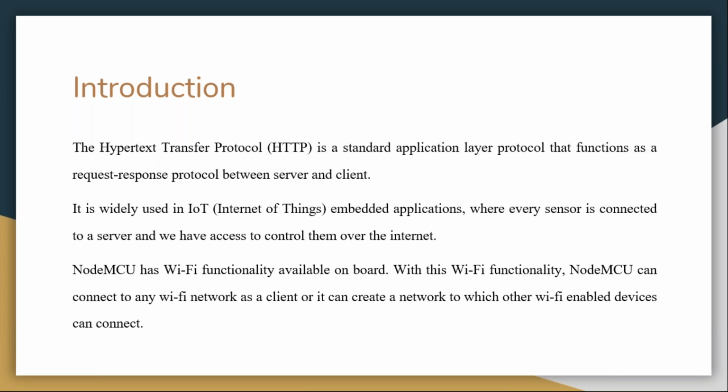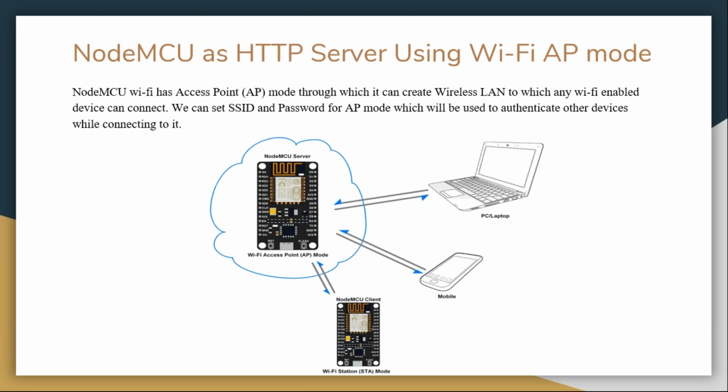In the next slide, if we are using the AP mode in the Node MCU, Node MCU Wi-Fi has an access point mode through which it can create a wireless LAN to which any Wi-Fi enabled device can connect. We can set an SSID and password for AP mode, which will be used to authenticate the device while connecting. Here we will use this example for our application.